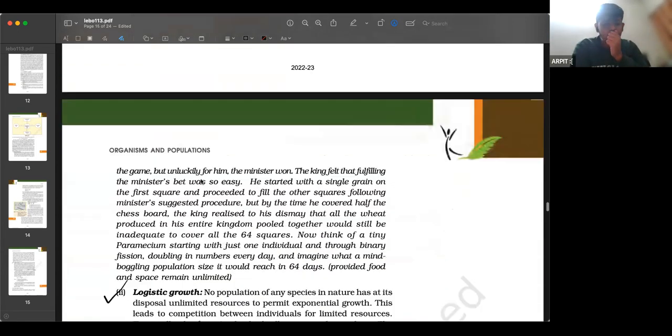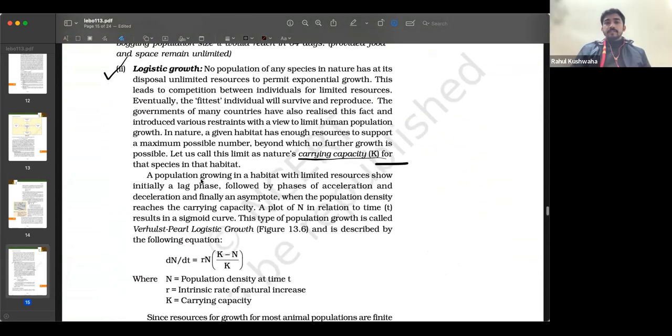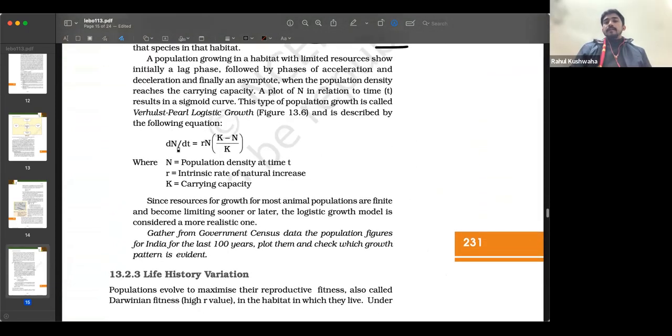Now let's see how this graph came up. The formula for this is the same, dN/dt = rN. Till here, it is the same as the exponential growth formula. What differs is this bracket. Now what is this bracket? They have not explained it here, but let me derive it for you.